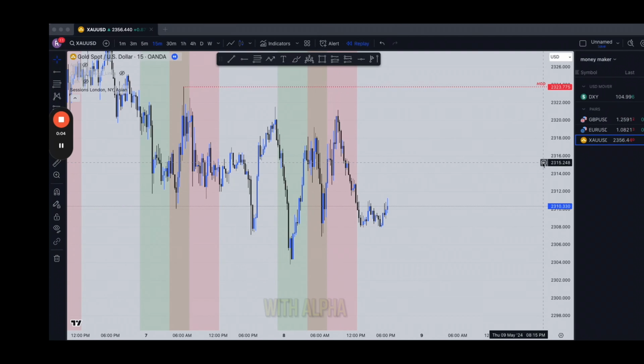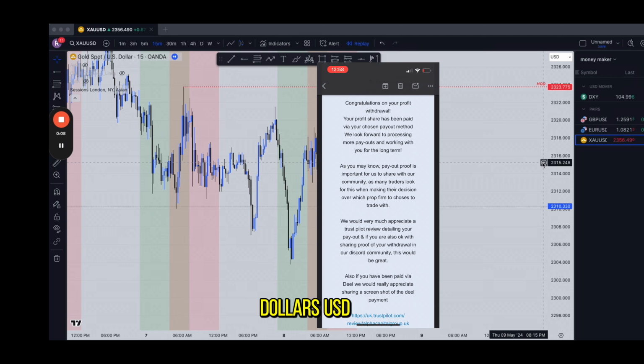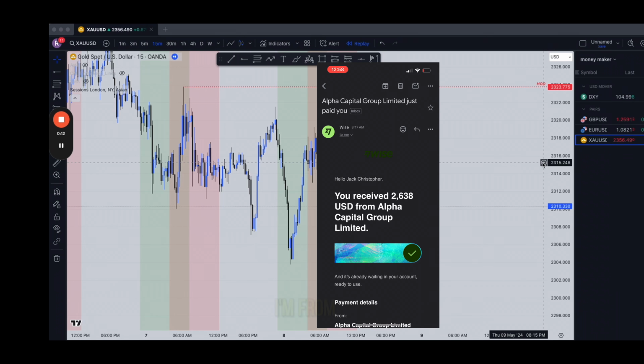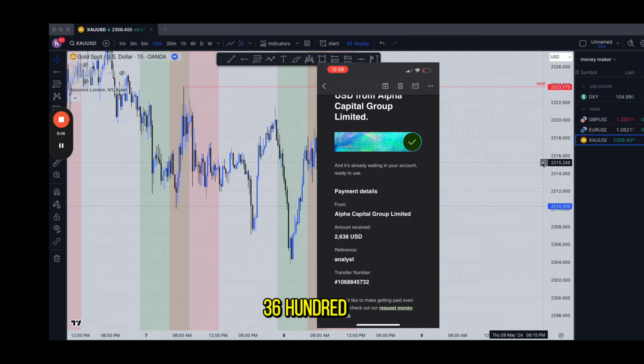I got my first payout with Alpha Capital. I got $2,600 USD with my profit share. And yeah, I'm from Canada, so that's like 3,600 Canadian.